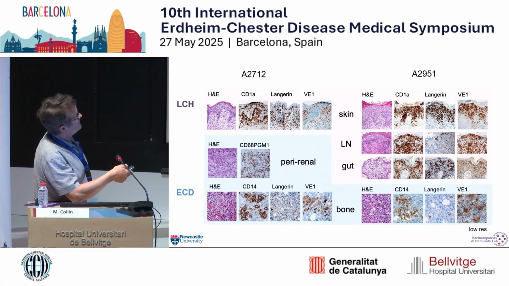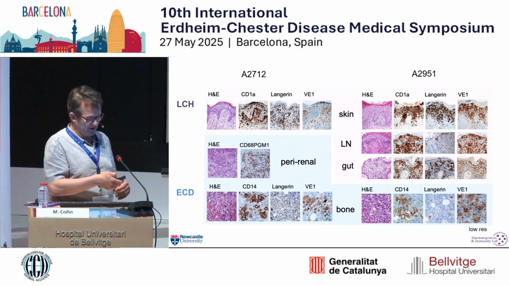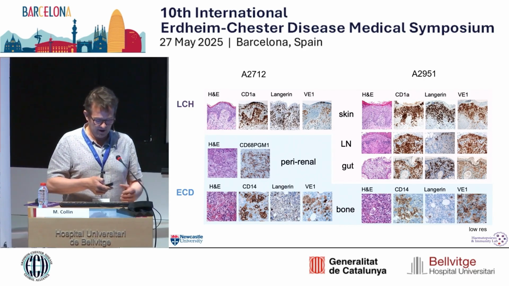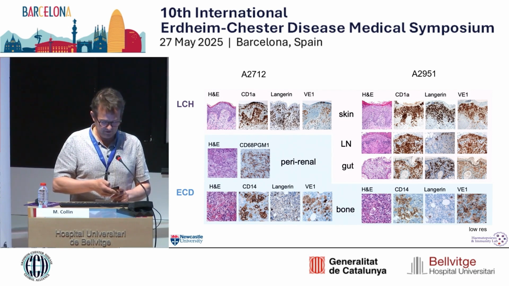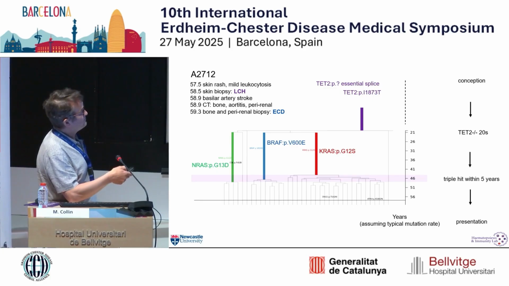I won't go through this in detail, but you'll see convincing evidence of Langerhans cells in both patients in various sites, and also Erdheim-Chester features in the perirenal and the bone biopsy of both patients. So they essentially had a high-risk mixed histiocytic picture. So this is the first patient.